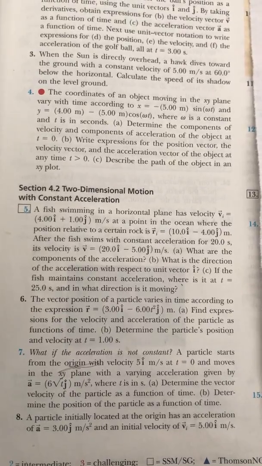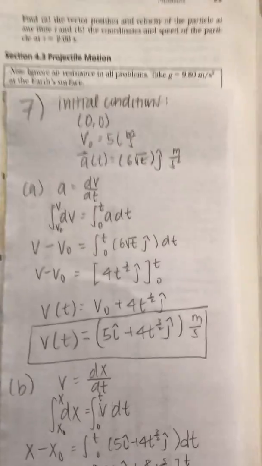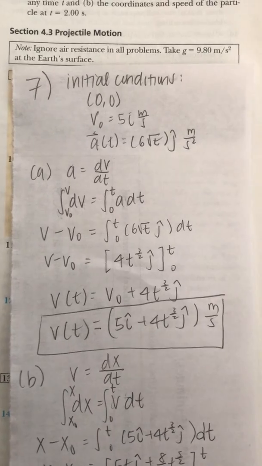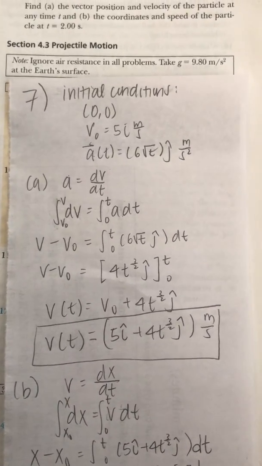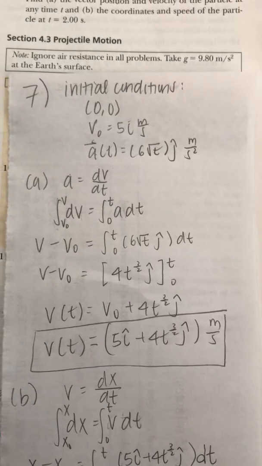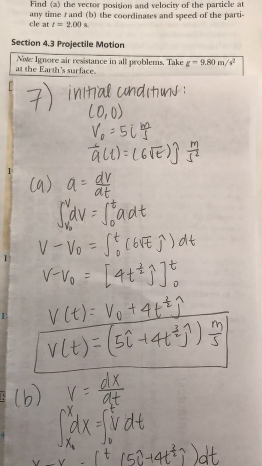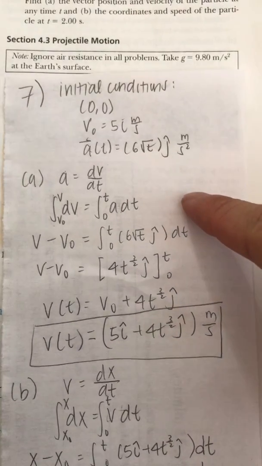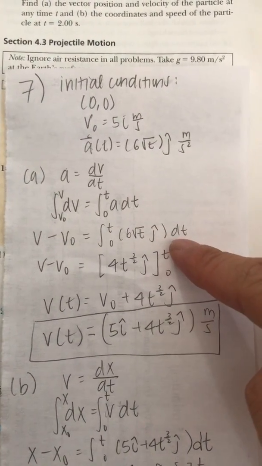Determine the position of the particle as a function of time. So here's my solution. At the top I wrote the given so I wouldn't have to refer back to the problem. And so for part A, to find the vector velocity, I took the integral of the acceleration, which is shown right here, and I plugged in that value, which is 6 root t j.